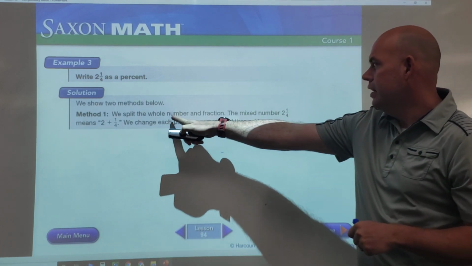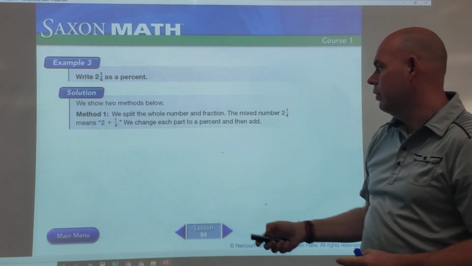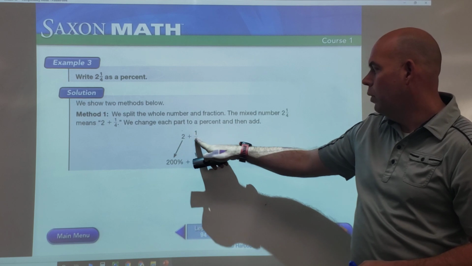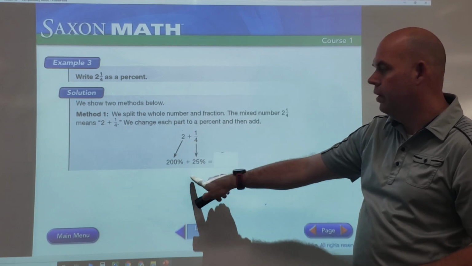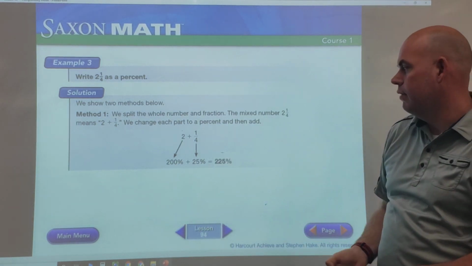Method 1 is split the number in the fraction as I was just showing you. So it's 2 plus 1/4. So to do that, we just do 2 times 100 is 200%. 1/4 would be 1 times 100 is 100% divided by 4 gives you 25%. Then you add those 2 things together and get 225%.